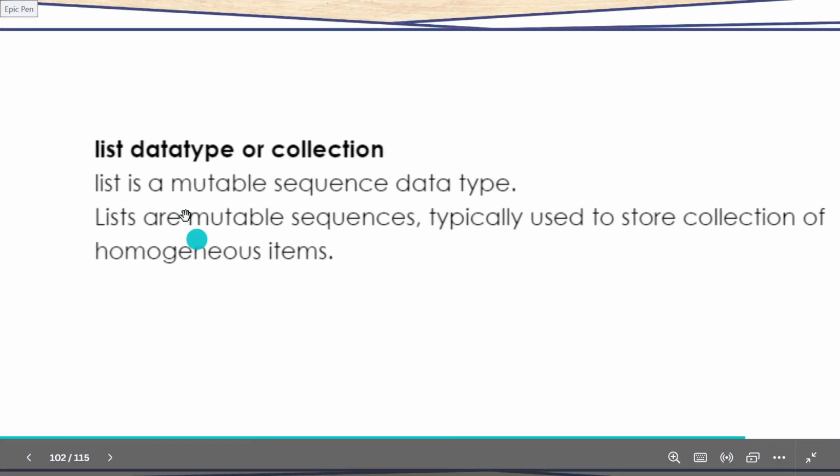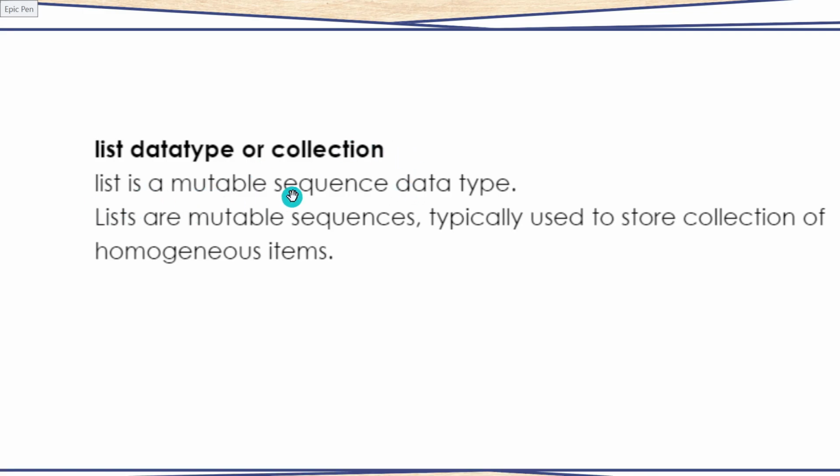Okay, so list, data type or collection. List is a mutable sequence data type. Mutable means changeable, which accepts changes in the original list. Whenever you perform changes, the original list will be affected, right?